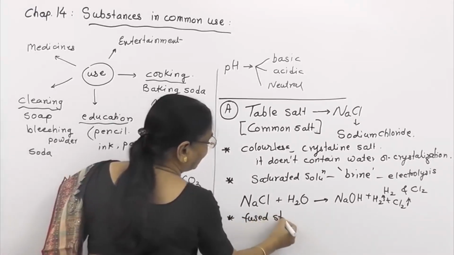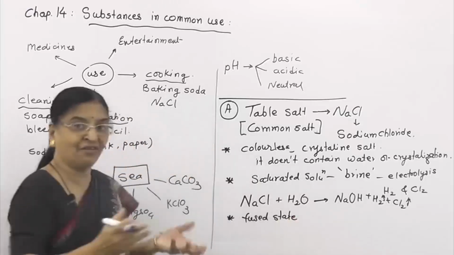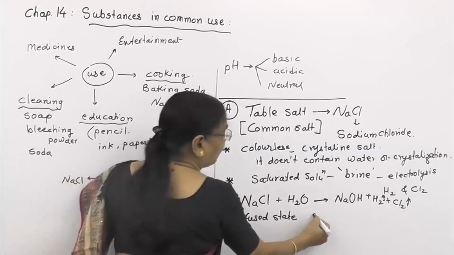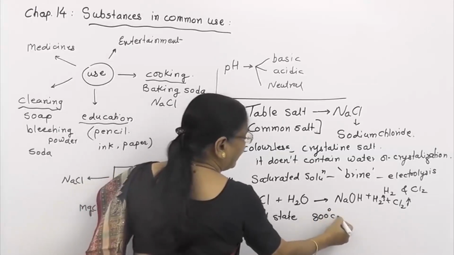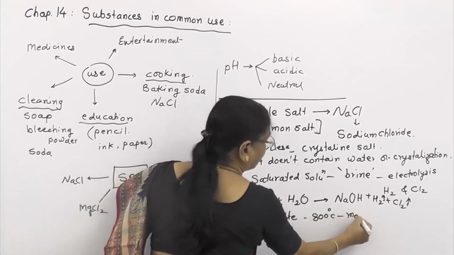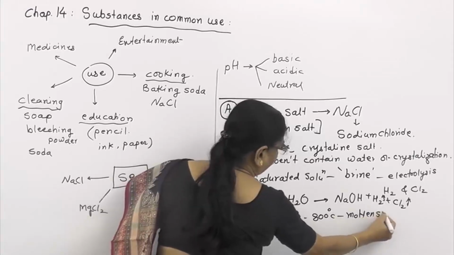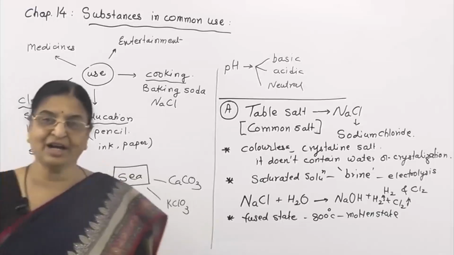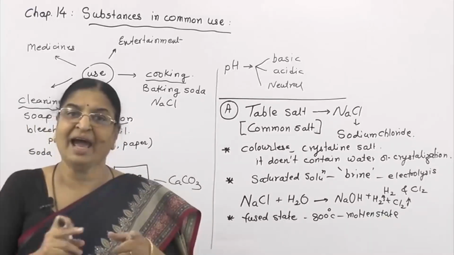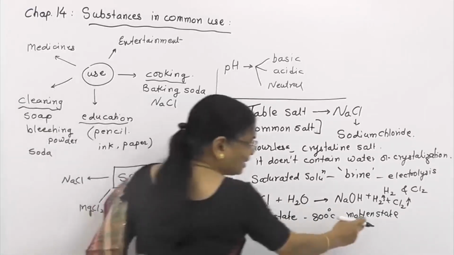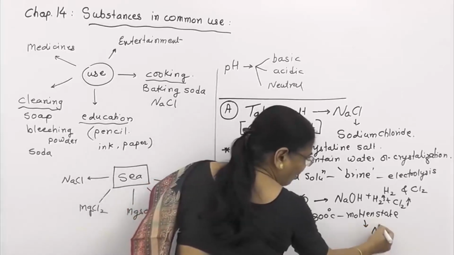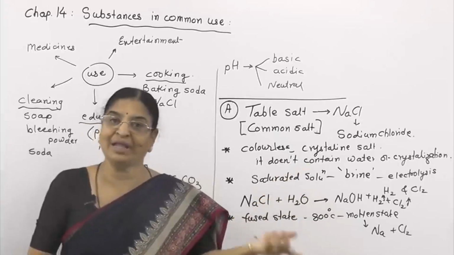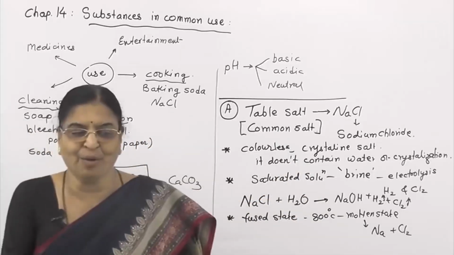Fused state means, of course, a liquid state, but how is it forming the liquid? At a temperature of 800 degrees centigrade, it will be in a molten state, and in this molten state it can conduct electricity, and only from this molten state you can have sodium and chlorine gas. That is, you can obtain sodium metal from this.